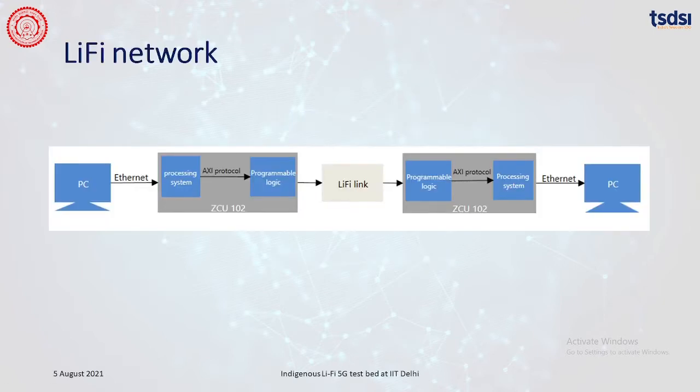This is the Li-Fi network. From the PC, the video data is sent via Ethernet to the processing system of the Zynq SoC, and from the processing system to the programmable logic interfacing using the AXI protocol. Then the programmable logic data is sent to Li-Fi and the data is received back at the programmable logic. Then from the programmable logic to the processing system using the AXI protocol, and from the processing system to the PC the data is sent through Ethernet.